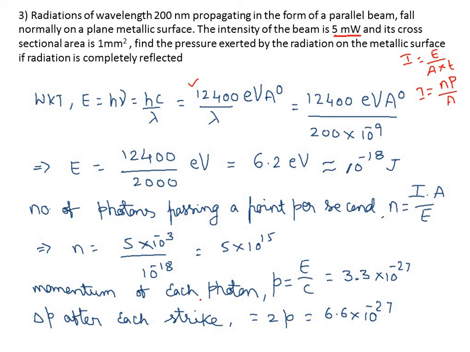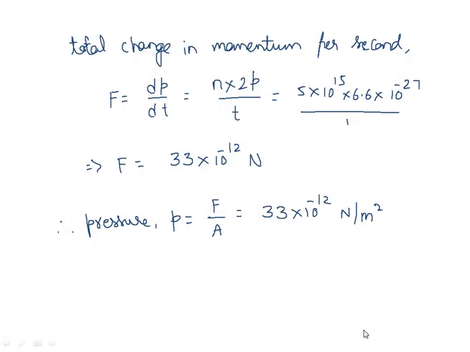Now the momentum of each photon, P equal to E by C. Remember, we have already seen this formula when we were discussing the theory. As the photons travel with the velocity of light, that's what I am substituting here, so 3.3 into 10 power minus 27. Remember, the light is completely reflected, so final minus initial will be double the value. So the change in momentum is 2 times this value, 6.6 into 10 power minus 27.